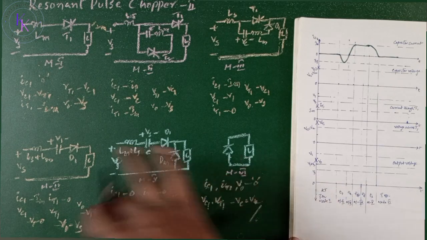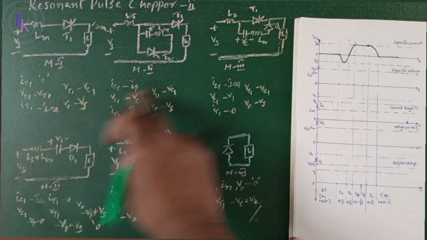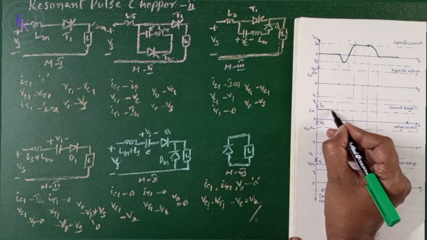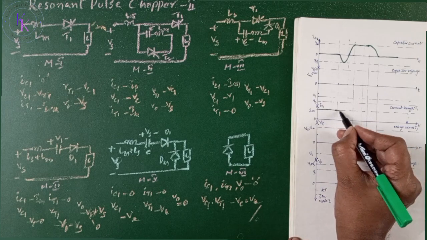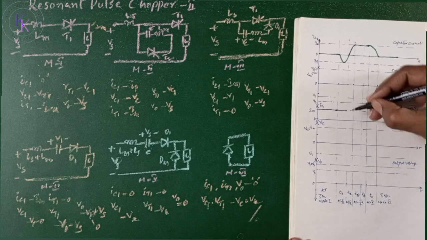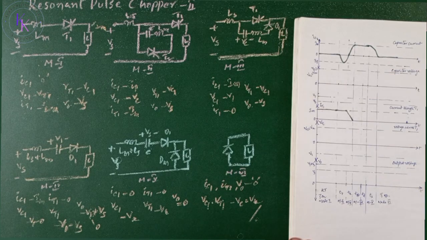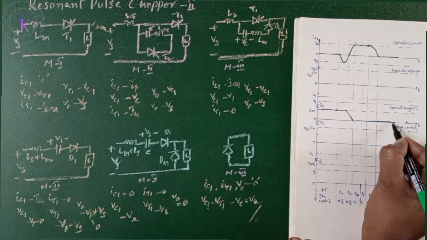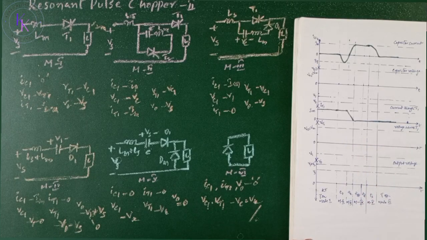Now the current through the thyristor T1 will be Im until mode 2. In mode 3 the current will reach 0 and it stays at 0 in mode 3, mode 4, mode 5 and in mode 6 until thyristor T1 triggers.